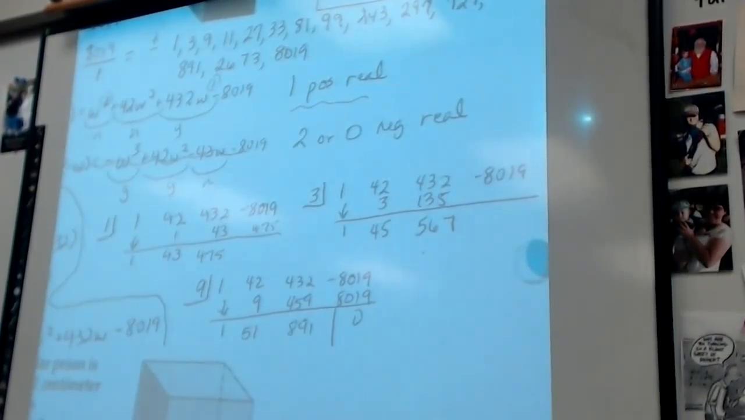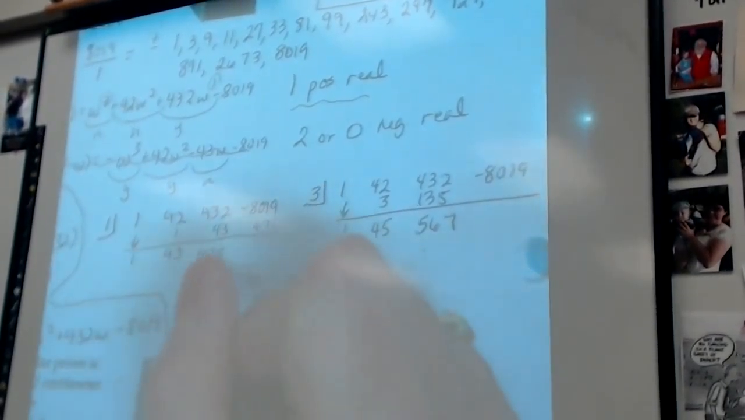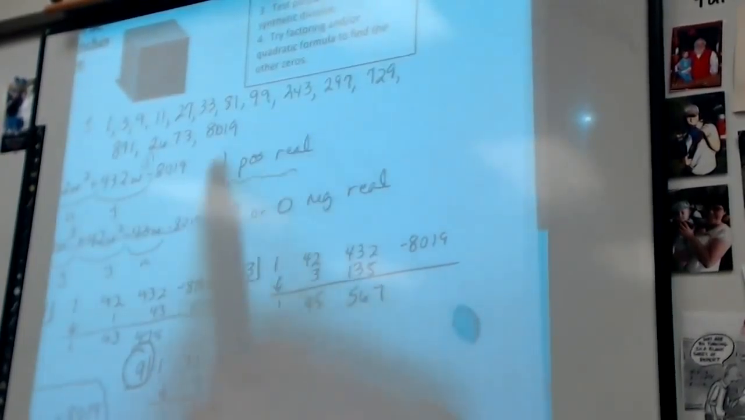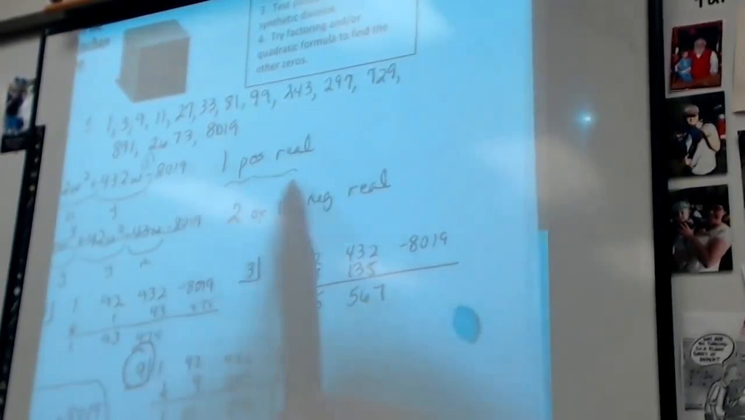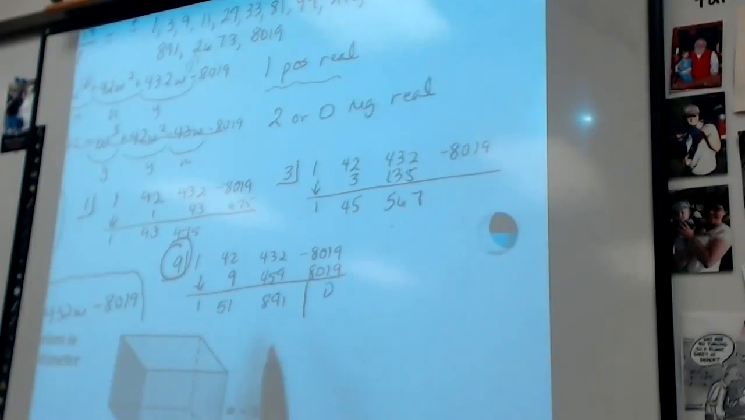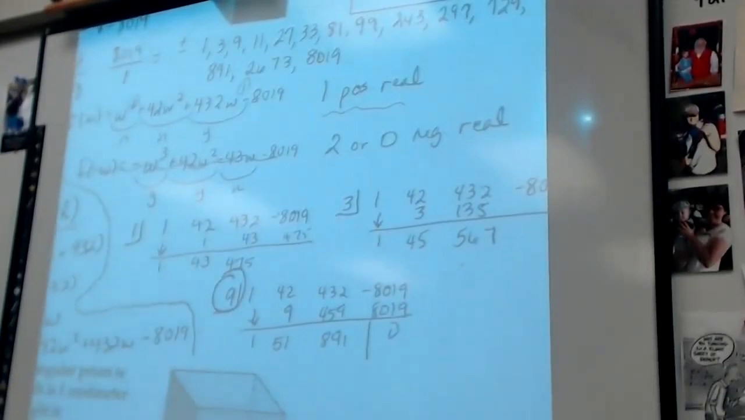So what worked? Are there going to be any more positives? No, because our rule of signs said there's only one positive real. There's not going to be any other positives. So I don't have to do my depressed polynomial and try to factor it or use the quadratic formula. Now, I would if this was just a general problem. But because this is specific and we're only worried about the positives, then I've got one of my answers.